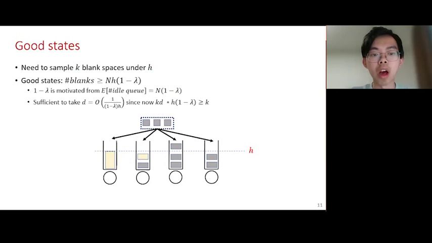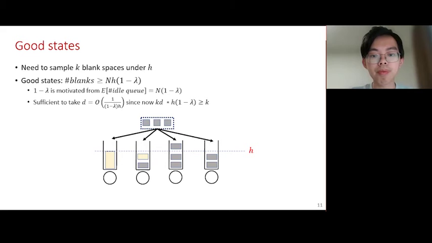It turns out that we only need batch filling to sample k blank spaces under this threshold, as this greedy manner ensures that all tasks can be filled under this threshold and into these empty spaces. We find that indeed we only require the number of total blanks in the system to be at least n times h times (1 minus lambda). In this case, batch filling can be successful with a very high probability when we pick the specific clip D below.